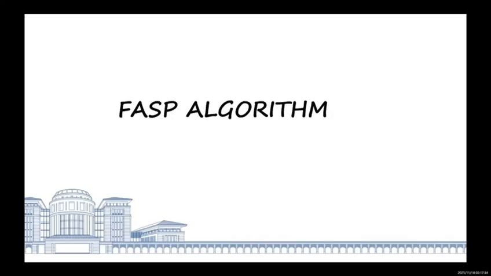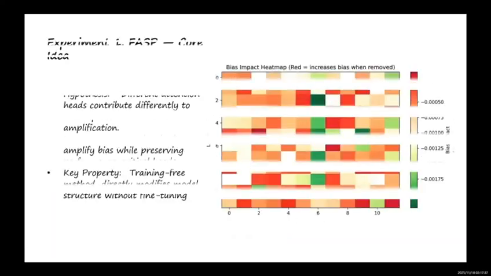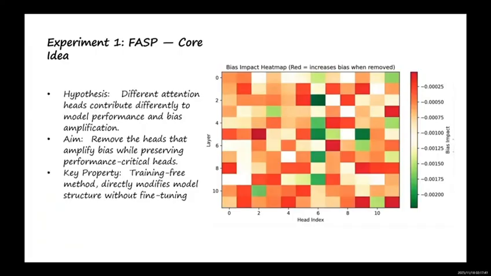Next, let's move into the core idea of the FAST algorithm. We know in the transformer architecture, different attention heads play different roles, especially their contributions to model performance and bias amplification are not the same. Based on this, our aim is very clear. We need to identify and remove the heads that amplify bias, while strictly preserving the heads that are critical for maintaining the model's language capabilities. A key property of this algorithm is that it's a training-free method. It means we don't need expensive fine-tuning. Instead, we directly prune the model structure, which greatly improves efficiency.